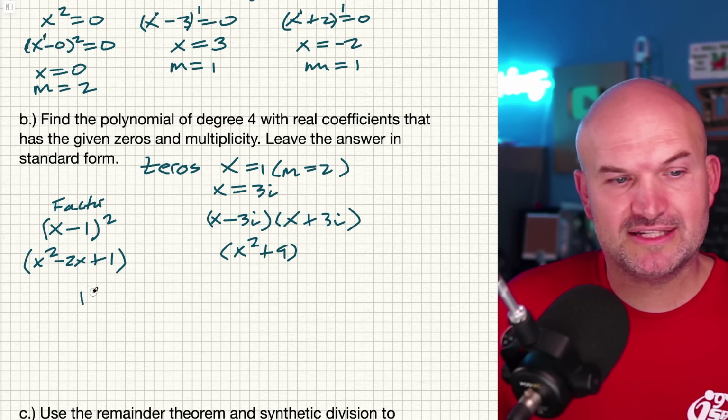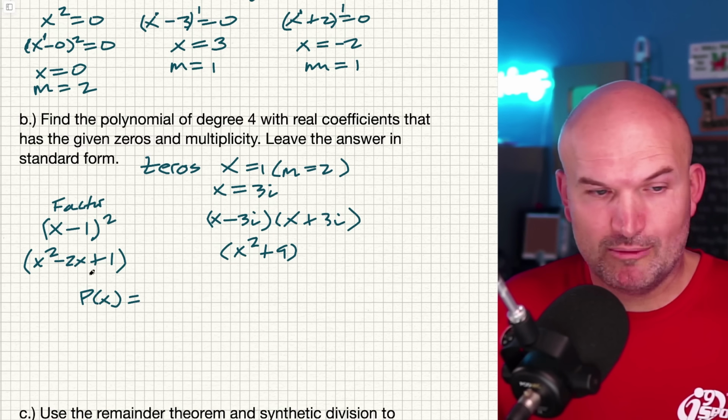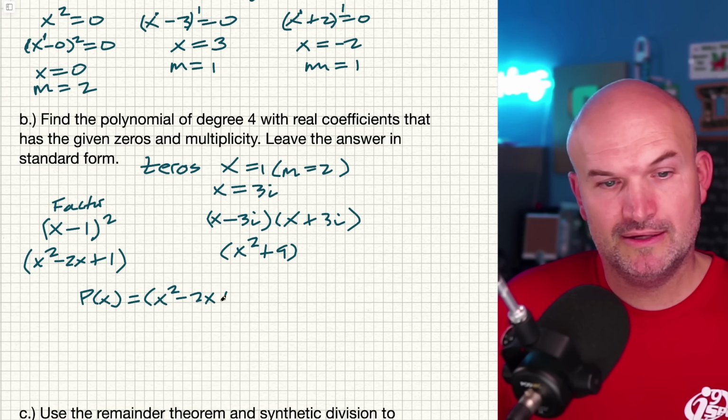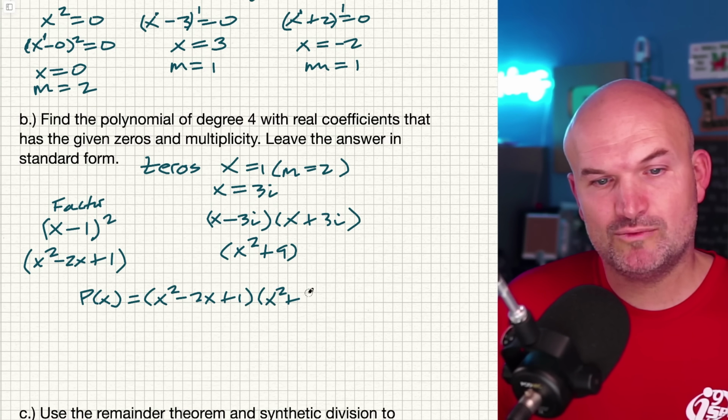So now my p of x, which I'm going to call my polynomial, is going to be x squared minus 2x plus 1 times x squared plus 9.